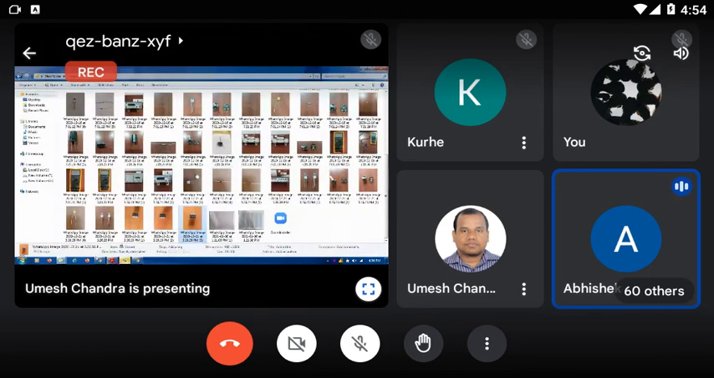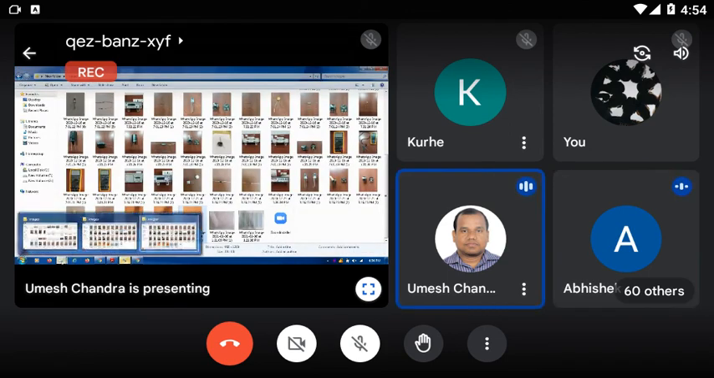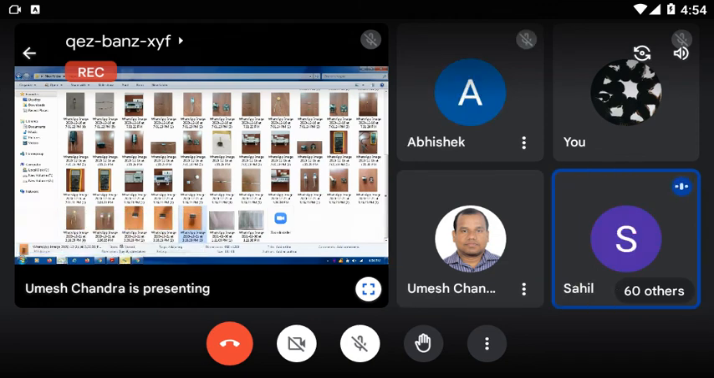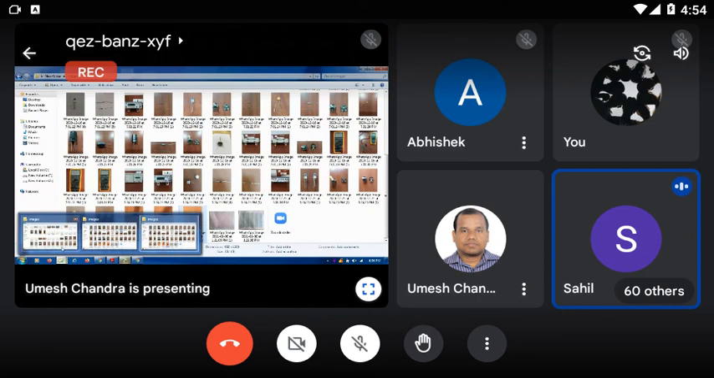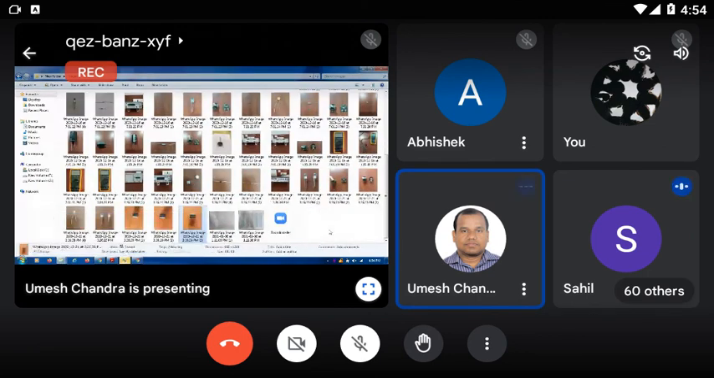Do you have any task for next week? No. Sir, for IC circuit, we have to test it by multimeter or IC tester. IC tester. Okay. IC tester, not a multimeter. Okay, sir.